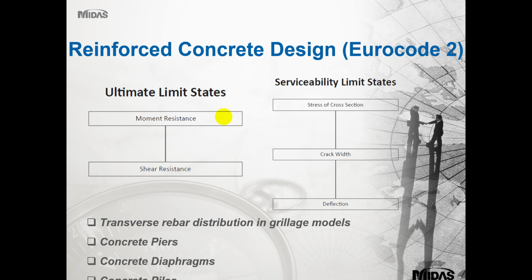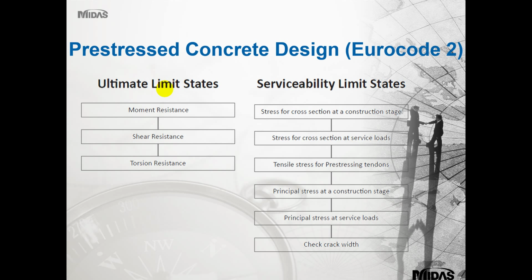So just going back into the presentation. Now we're going to look at or focus on the pre-stress concrete design to Eurocode 2. So looking at the ultimate limit state for the moment resistance, shear resistance and the torsional resistance. Then looking at the serviceability limit state, so checking for the stress for the cross section at different construction stages, the stress for the cross section at the service loads, tensile stress for pre-stressing tendons, the principal stress at construction stages and the principal stress at the service loads, and then check for the crack width.